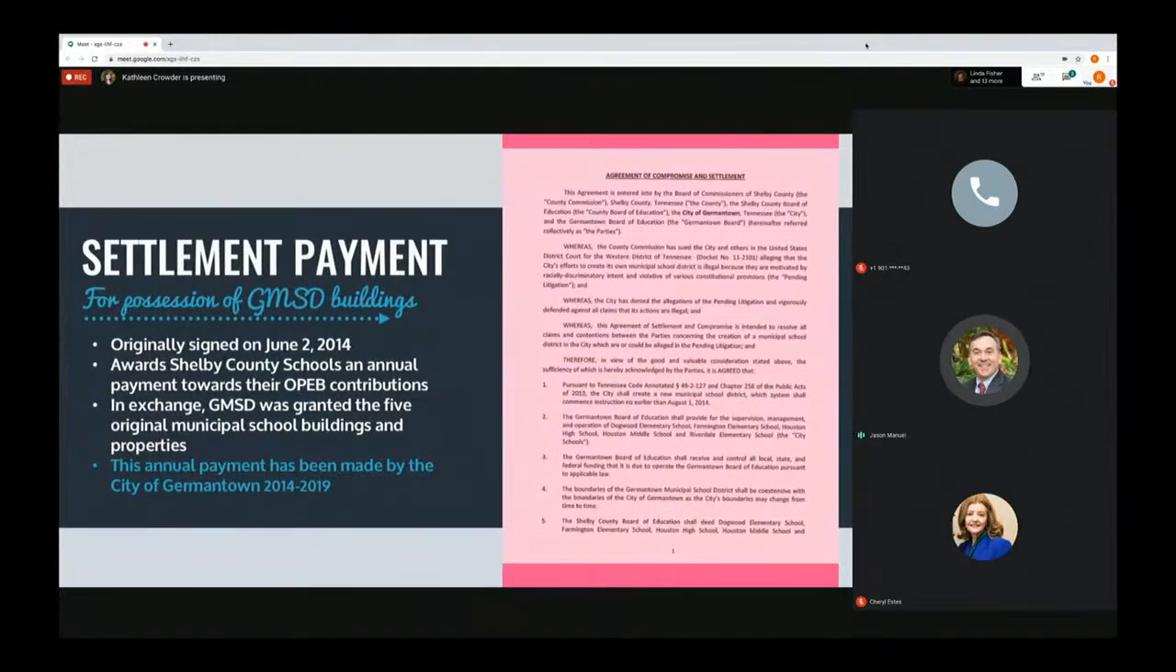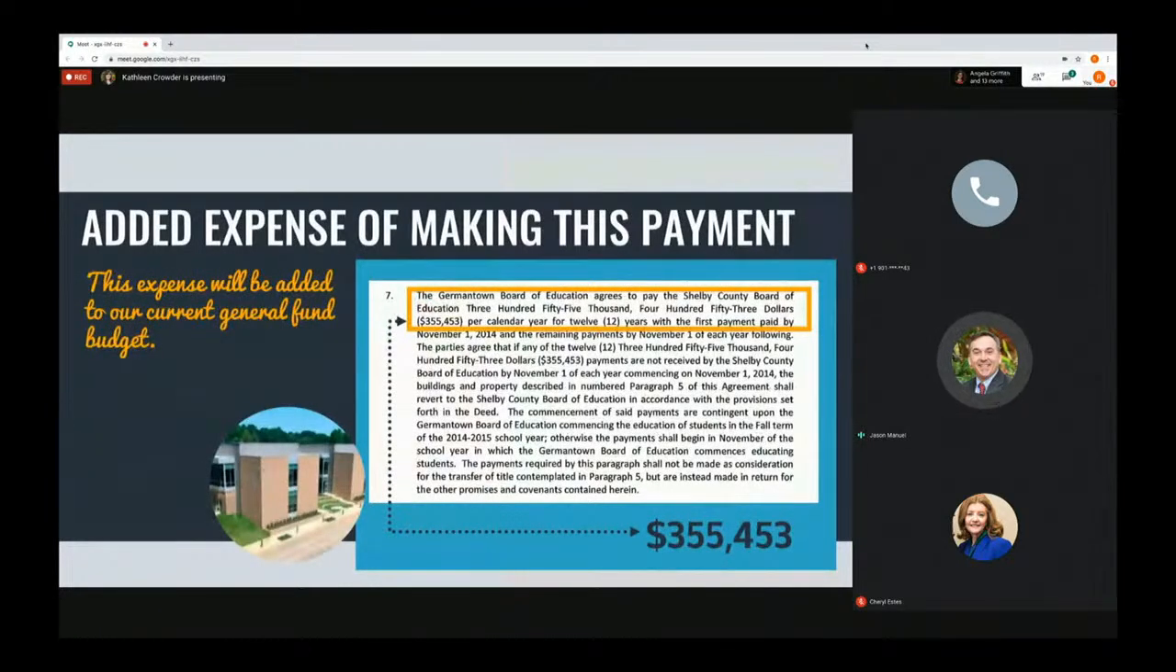We have been very fortunate in the fact that the city of Germantown has paid, since our inception, the settlement payment to Shelby County Schools for the buildings, and what we are paying for the OPEB contributions for the employees that were granted to us. We got 5 buildings out of this exchange. But every year, GMSD and the city on our behalf has made a payment to Shelby County Schools. We are in year 6 of this 12-year agreement, to the tune of $355,453 a year. So this is a significant amount of money that we are now going to have to internalize into our budget, because in light of the sales tax challenges that the city is facing, they have asked us to take on this payment. It is per contract, our initial board did agree to this, and so it is a requirement that we will have to pay moving forward.